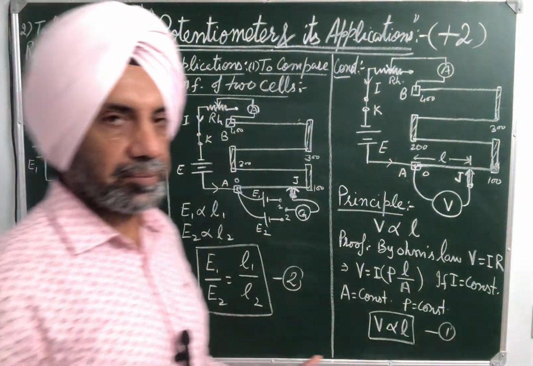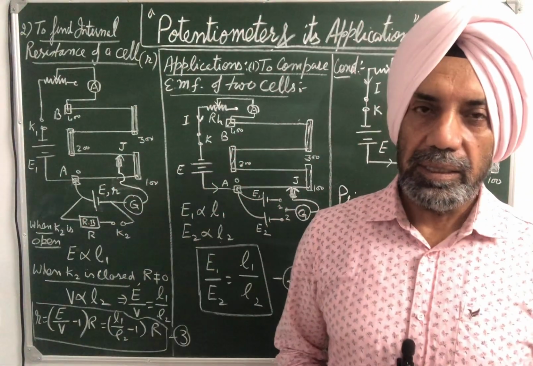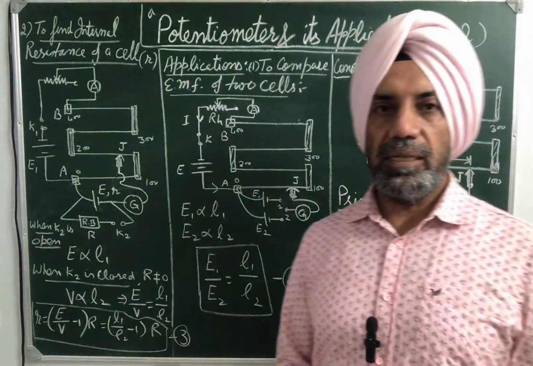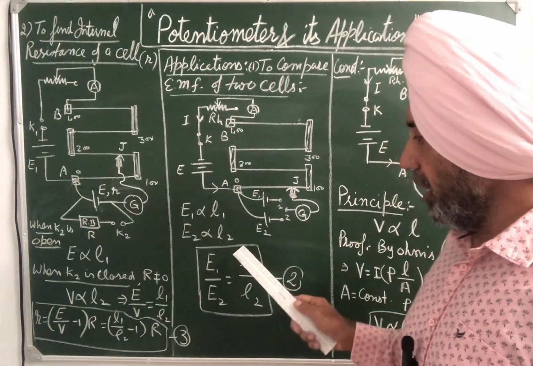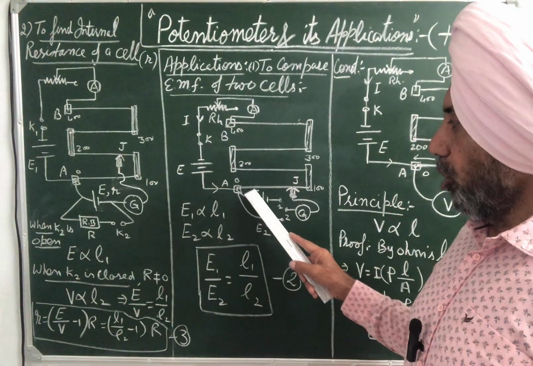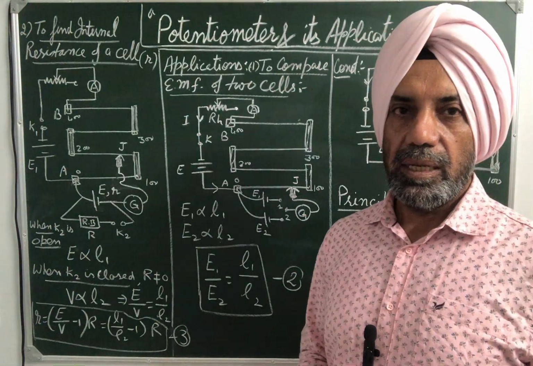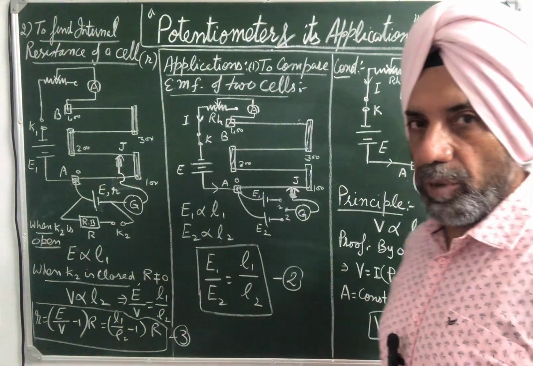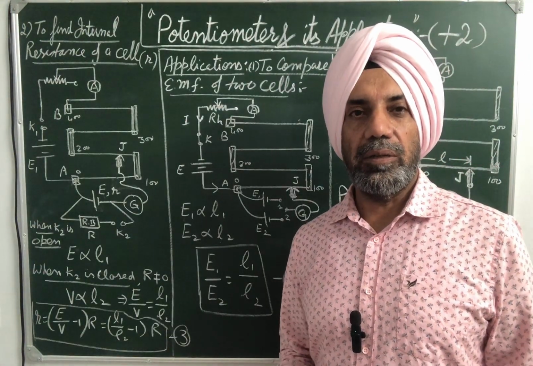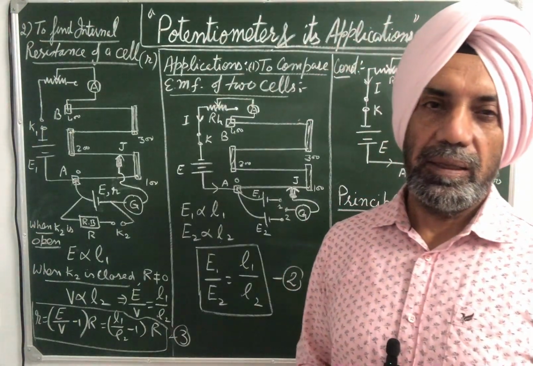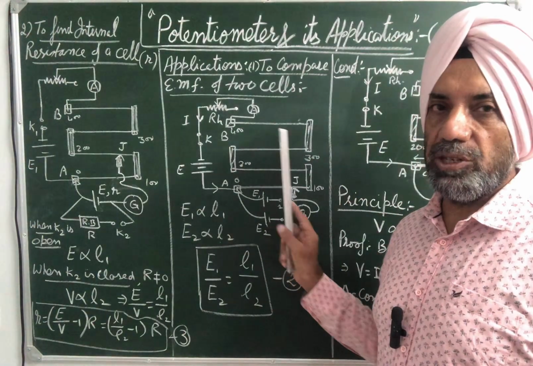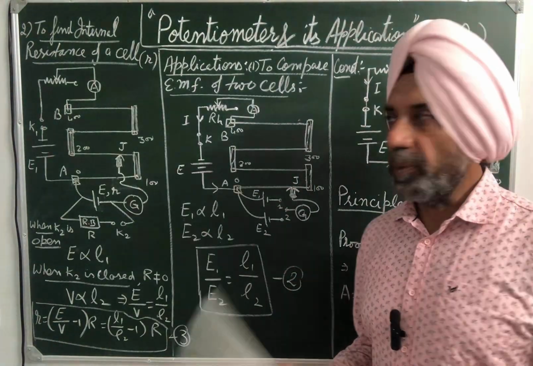Very simple experiment. So by finding the balancing lengths when E1 is in the circuit and then E2 is in the circuit, we can compare their EMFs. To verify, connect voltmeter directly to the cell separately, note the readings of the voltmeters, find the ratio. These two ratios will come out to be very close to each other with an experimental error. So we can compare EMF of two cells using potentiometer. This is one of the applications of potentiometer.